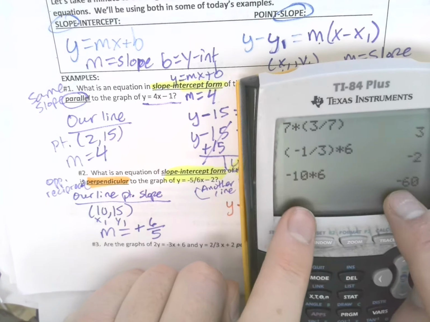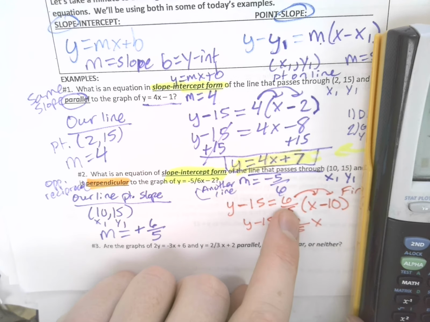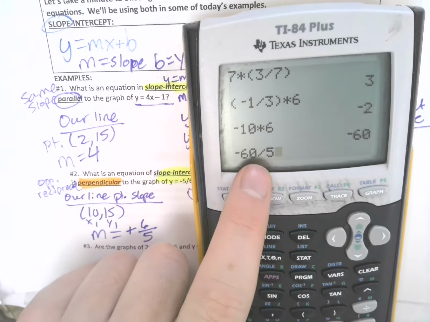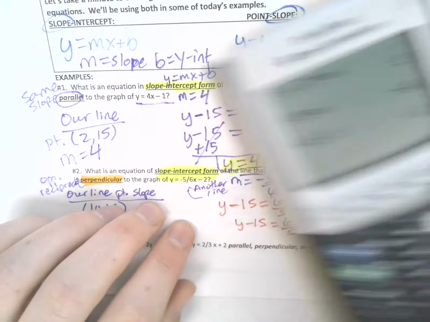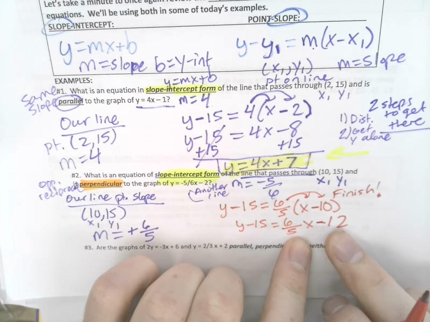That would be negative 60. And the negative 60 is over 5. So negative 60 divided by 5. Oh, so this times that is really just negative 12.